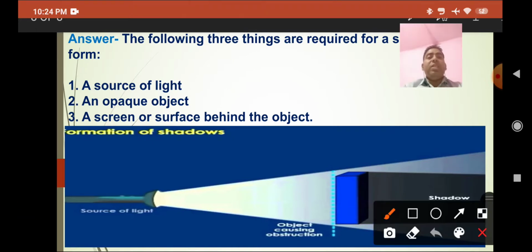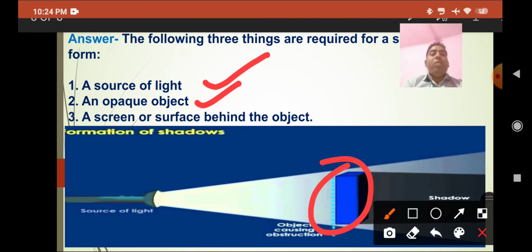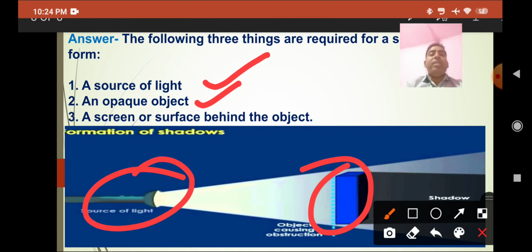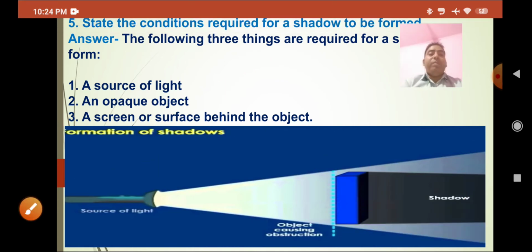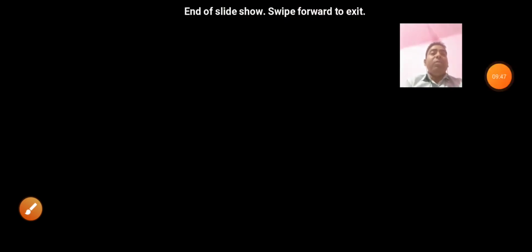So three things are required. The source of light can be the sun, a lighted torch, or a lighted candle. An opaque object is required, any opaque object. And third, a screen is required on which the shadow will form. Thank you very much.